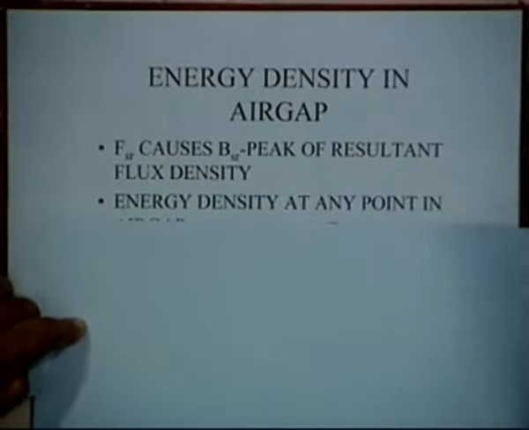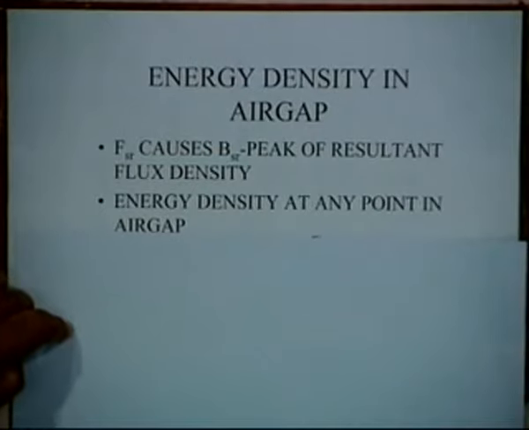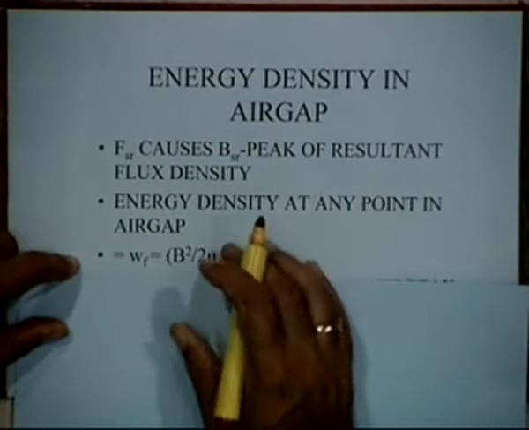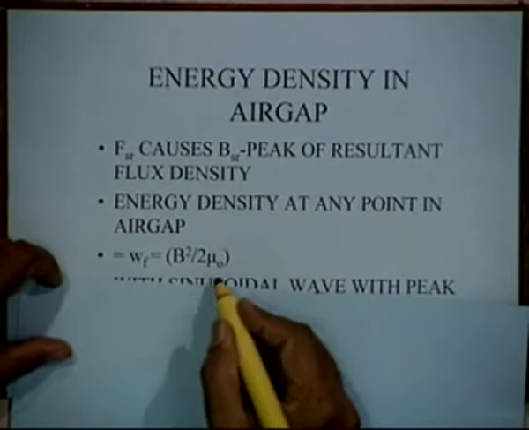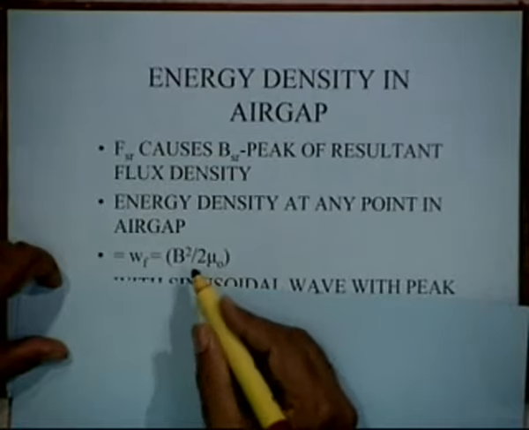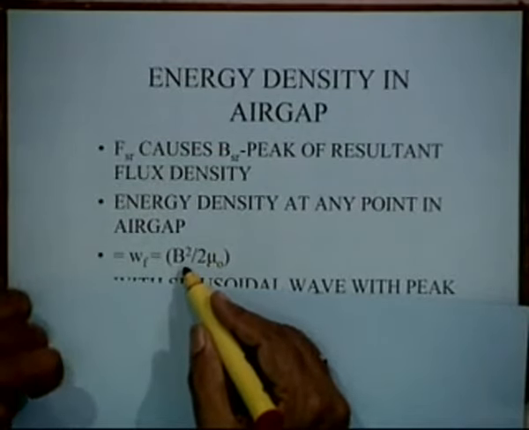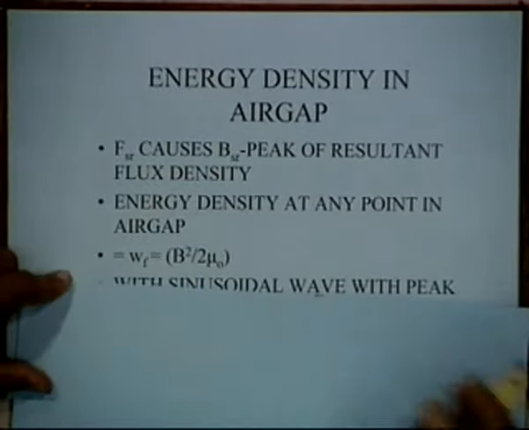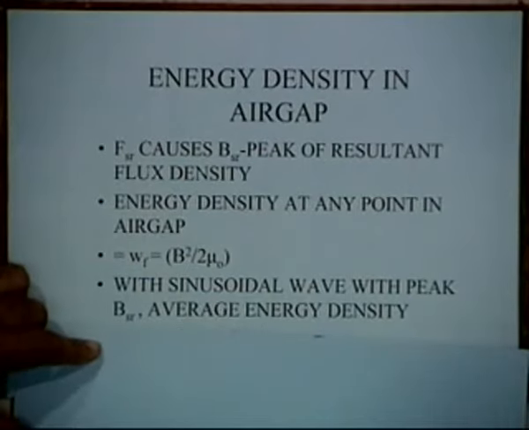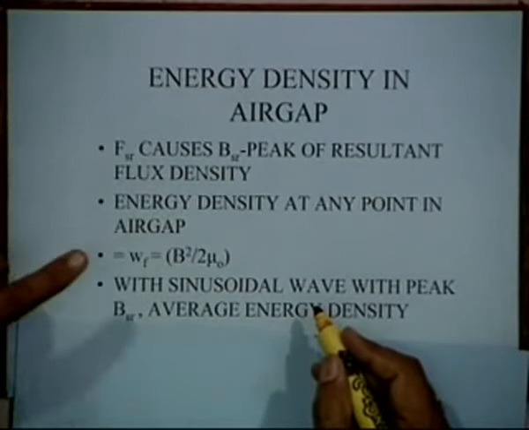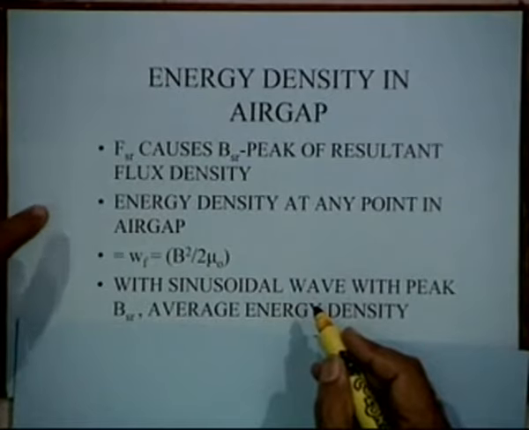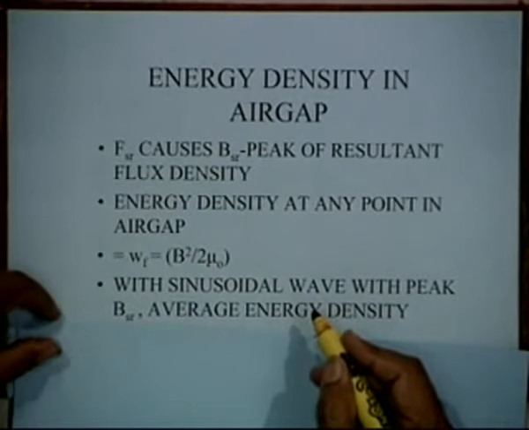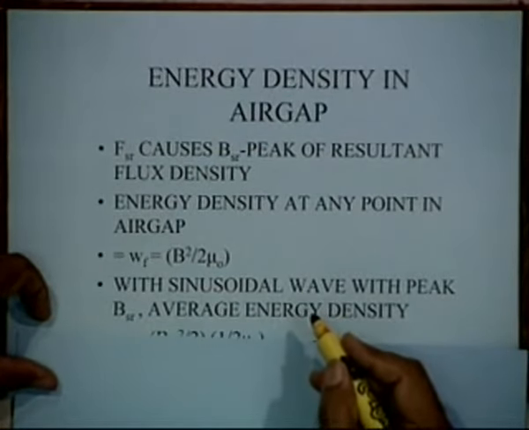Now, at any point in the air gap, we say the energy density is given by W_f = B² / 2μ₀. That is what we have seen, where B is the net flux density at that point θ. Now, with a sinusoidal wave, B varies sinusoidally with θ, so B² will also vary sinusoidally with θ, but at double frequency with an average value of B_SR² by 2.